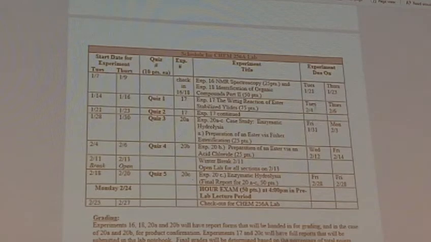And then all of your due dates are here on the right. The first one that I highlighted is in 2 weeks: experiment 18 and 16 are due. And then as we go along, I'll highlight the rest of the due dates, okay?